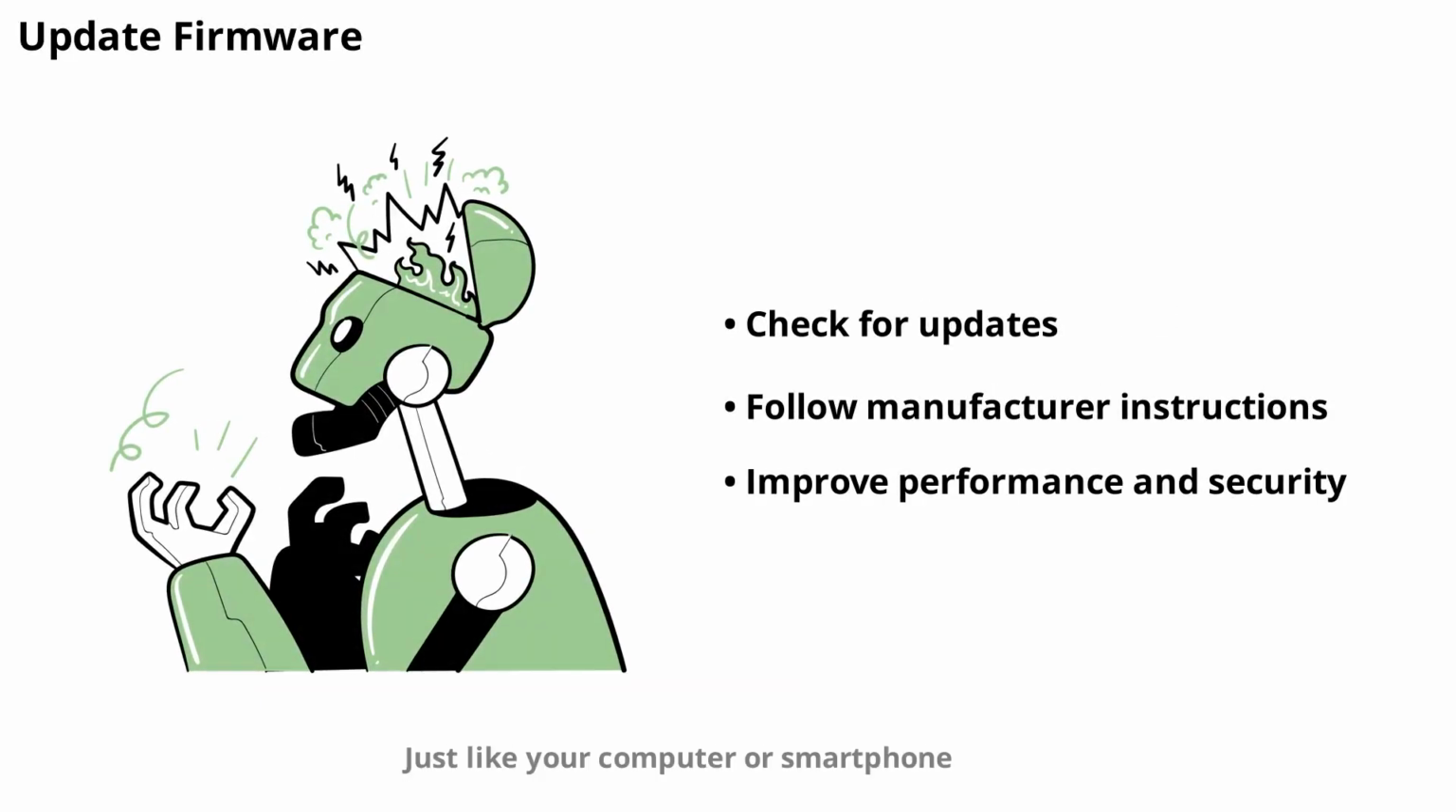Just like your computer or smartphone, your router has software that needs to be updated from time to time. Outdated firmware can lead to performance issues and security vulnerabilities. Check your router manufacturer's website for instructions on how to update your device to the latest version.